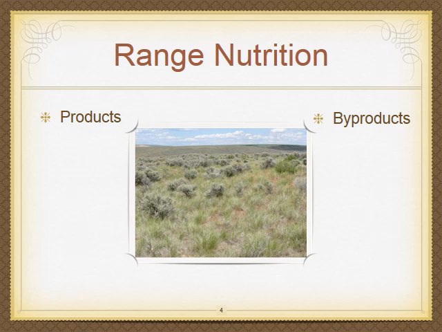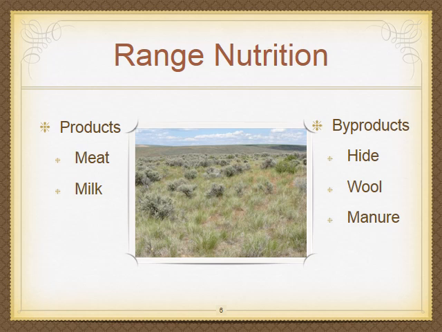So, what are the products and byproducts of plants out on the range? Well, products such as meat and milk are what we can benefit from as humans. We can consume the meat from animals that harvest this plant material. We can get milk. Some of the byproducts include the hide, the wool, and the manure. So products are what humans can consume, whereas the byproducts are materials or secondary products from those animals.